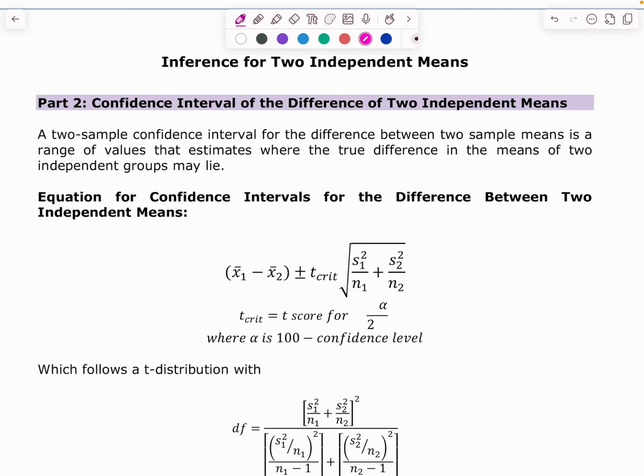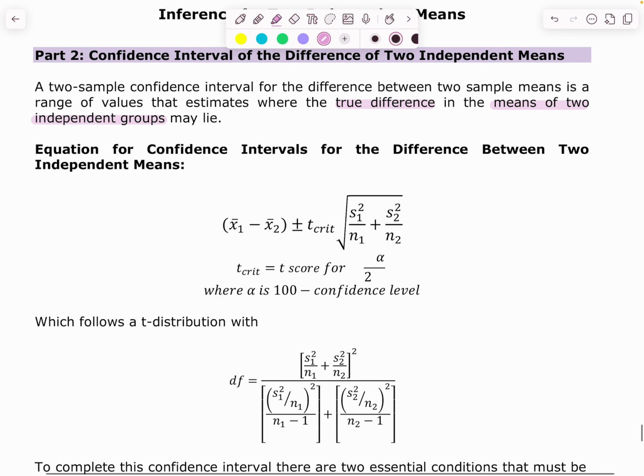Now let's take a look at how to do a confidence interval for the difference of two independent means. The two-sample confidence interval for two independent means is going to give us the range of values to estimate where the true difference in the means of two independent groups may lie.